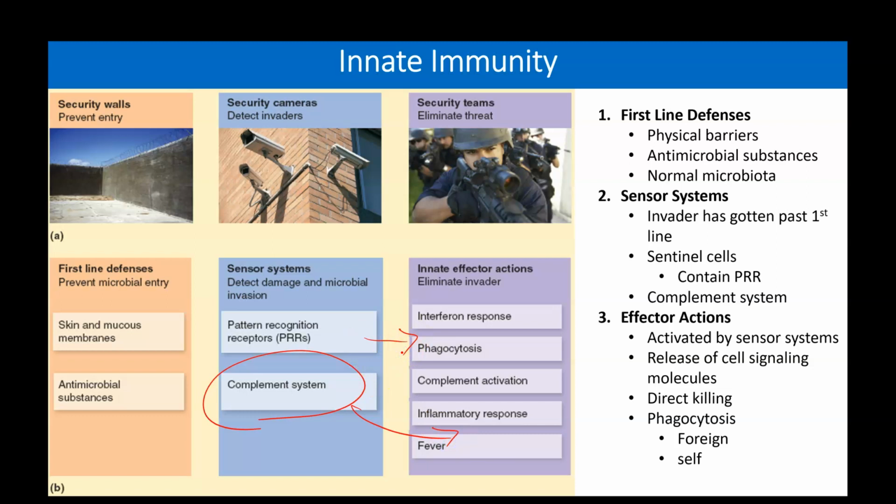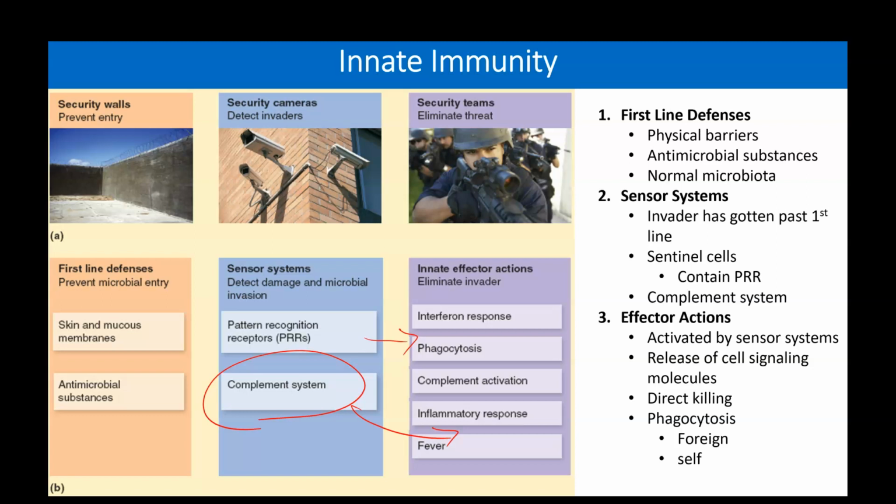So our pattern recognition receptors and our complement systems not only sense that there has been a breach of our first line of defense, our physical barriers, but they're also first going to recognize and amplify that signal. So they're the ones that are going to let everyone else know that we have a pathogen that has gotten past our first line of defense. And they're also going to have some type of effector function too.